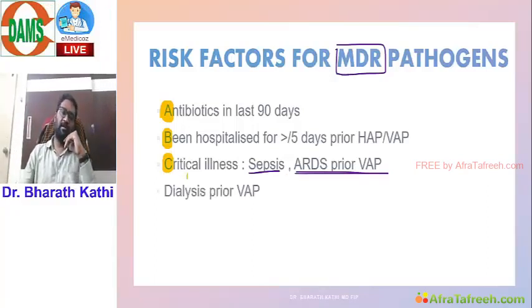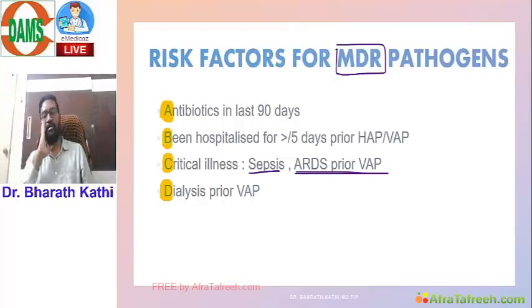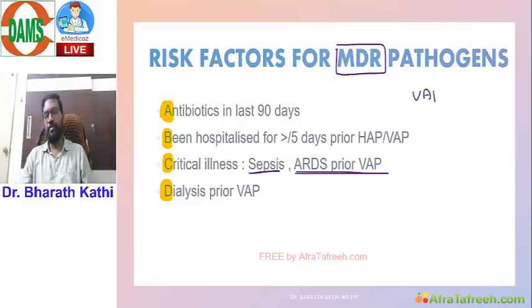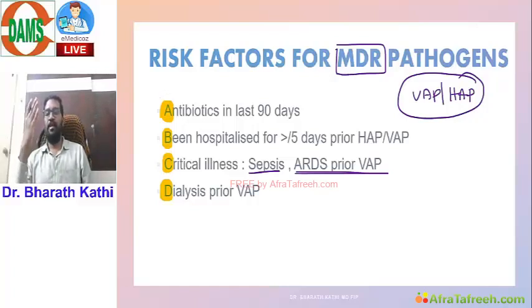And D, the patient had dialysis prior to VAP. So in the last 1 or 2 months, the patient has had dialysis. Again, with dialysis, the patient can have multi-drug resistant pathogens in his body. So if there is a patient with VAP or HAP, and in the history you find the patient has taken IV antibiotics for some other disease in the last 1 month, it means the chances of MDR pathogens are high.